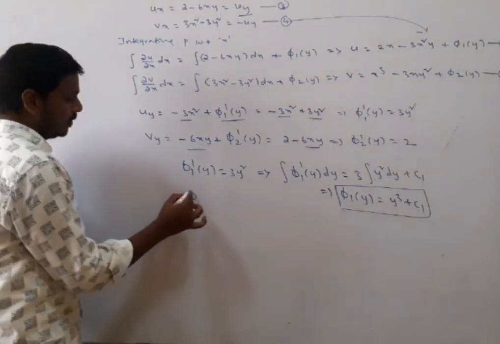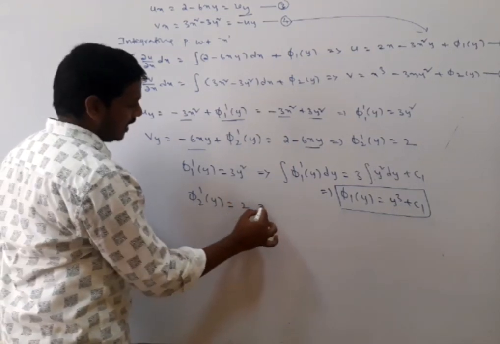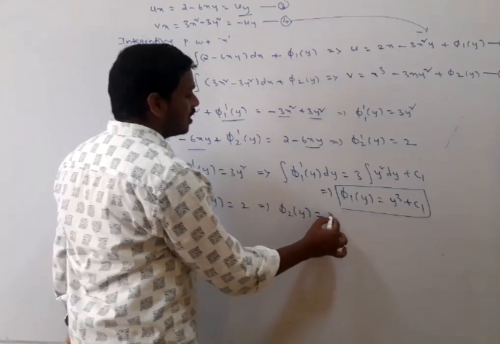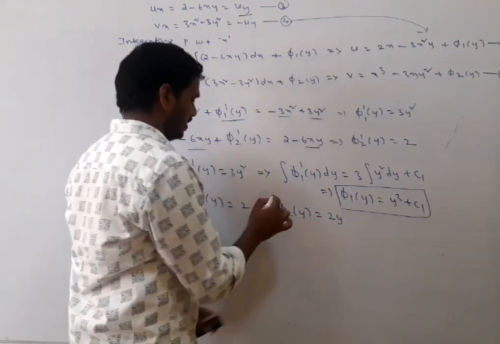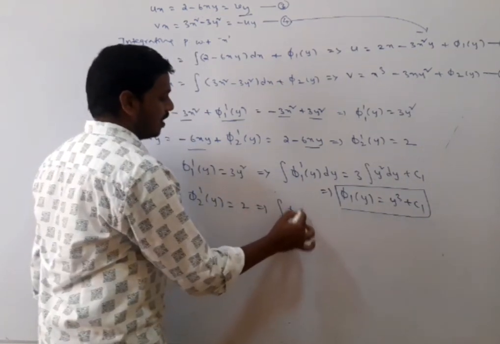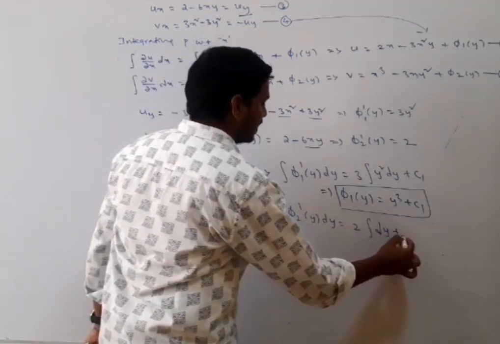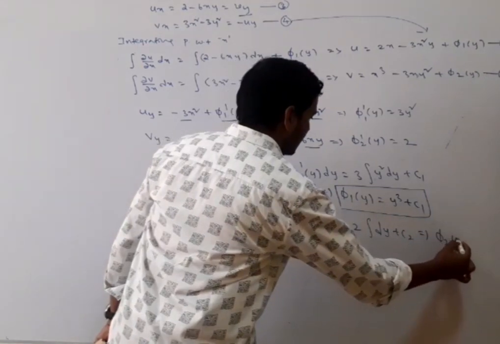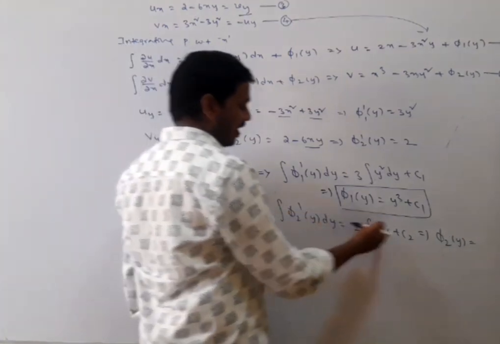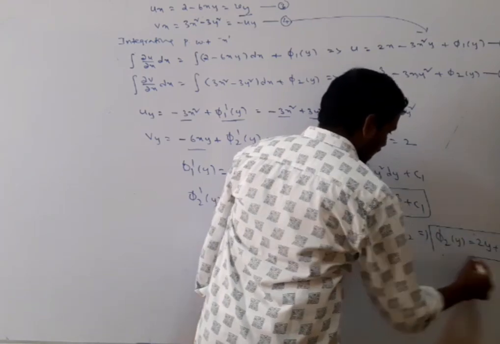Next, pi 2 dash of y is equal to 2. Integrating on both sides in the similar fashion, the integral of pi 2 dash of y dy is equal to 2 times the integral of dy plus c2. That implies pi 2 of y, integration and differentiation get cancelled, is equal to 2y plus c2. That means we have pi 1 of y and pi 2 of y.